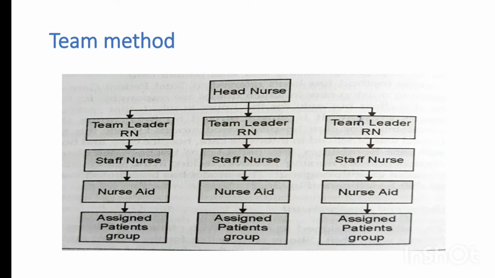ഒരു ടീം ലീഡർ ഉണ്ടാവും ഹെഡ് നഴ്സിൻ്റെ അണ്ടറിൽ 2 or 3, അത് രജിസ്റ്റേർഡ് നഴ്സായിരിക്കും. പിന്നെ അവരുടെ താഴെ സ്റ്റാഫ് നഴ്സസ് ഉണ്ടാവും. ദെൻ നഴ്സിംഗ് അസിസ്റ്റൻസ് ഉണ്ടാവും. ദെൻ അസൈൻ ഗ്രൂപ്പ് ഓഫ് പേഷ്യൻസ് ആർ ദെയർ. That is the type of assignment in the team method of patient care.